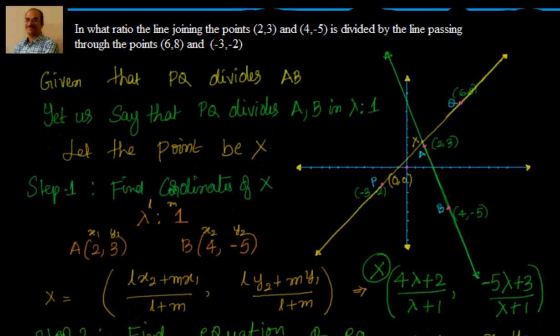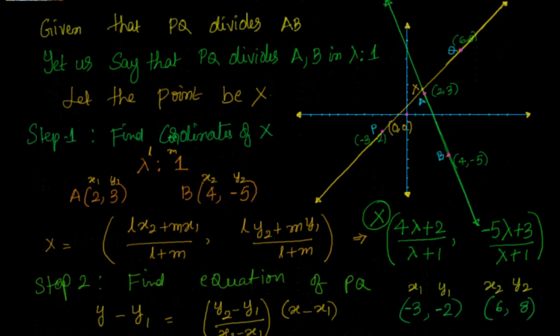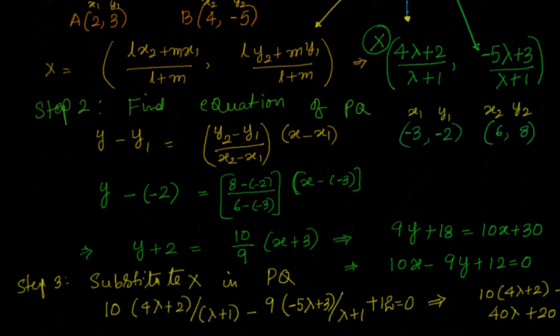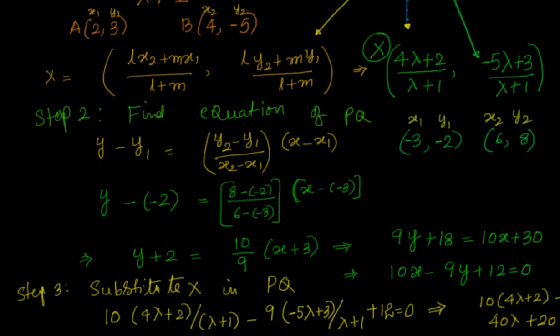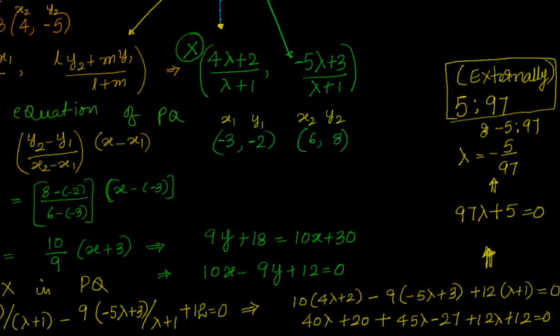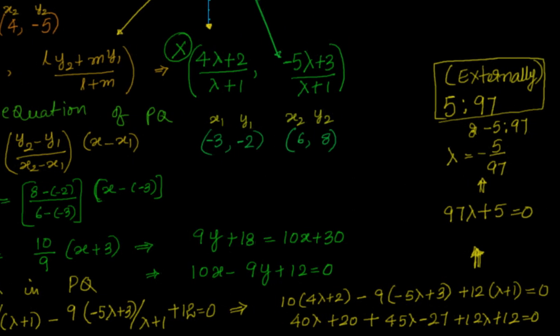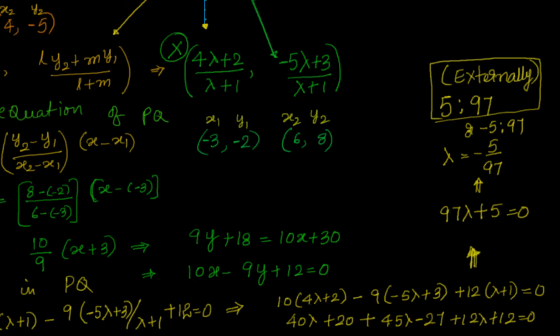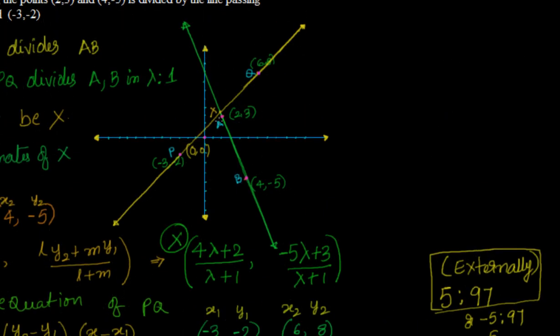So find out the equation of PQ in 2-point form. You have 2 points, you can find out the equation of PQ. Then substitute the value of x in PQ, you can find out that the value of lambda is 5 is to 97 external division. That means you can see in the picture itself very clearly, A and B are not internally divided, they are divided outside A and B. That means it's called as external division.